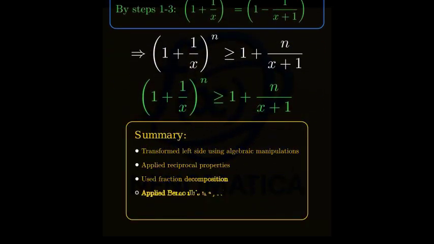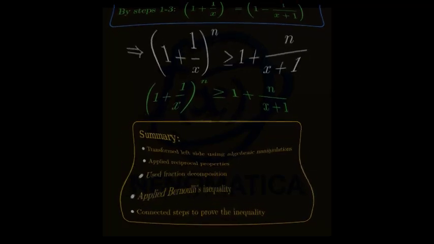Great job! We've successfully proved the inequality by following a step-by-step approach. Let's review the key steps we took. 1. We transformed the left side using algebraic manipulations. 2. We applied reciprocal properties. 3. We used fraction decomposition. 4. We applied Bernoulli's inequality. 5. And finally, we connected all the steps to prove the original inequality. This proof demonstrates how to apply algebraic transformations and inequality theorems to prove complex mathematical statements.